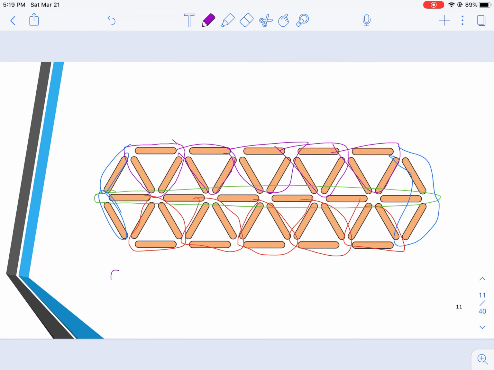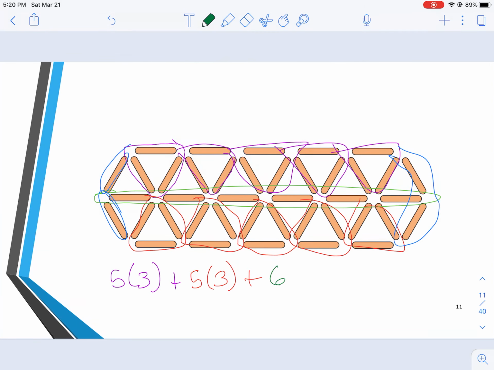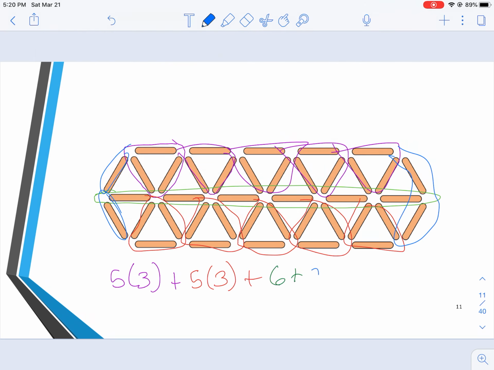I'm going to start out with the ones across the top. 5 times 3 plus the popsicle sticks across the bottom. There's 5 of those times 3 sticks in each one, plus the ones down the middle. There's 6 down the middle, plus the ones on the ends. So I've got here 2 sets on the end that each have 2 in them.